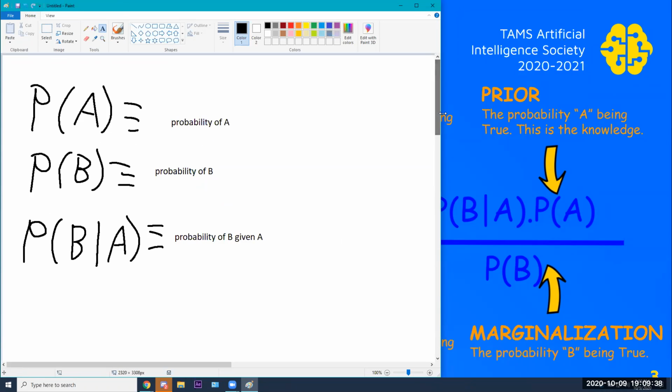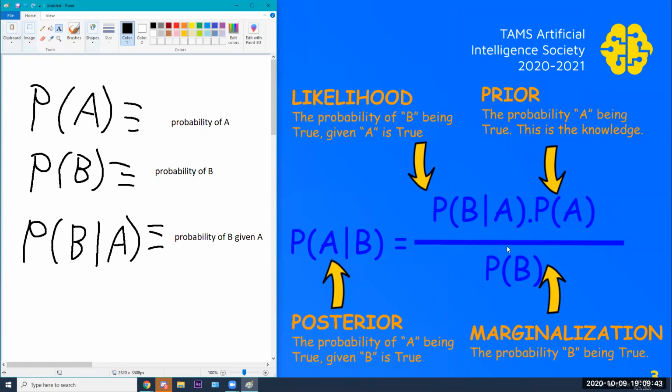And so if we look into this formula now, we can use it to find this specific probability, the probability of A given B, or the posterior. First you start with the probability of B given A times the probability of A, all divided by the probability of B, right? And this is essentially the magic formula that you need to know.